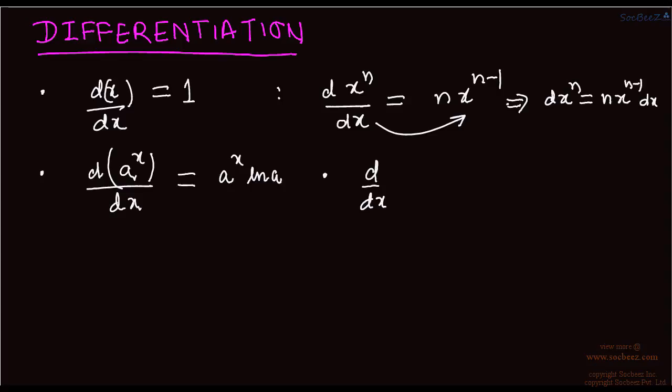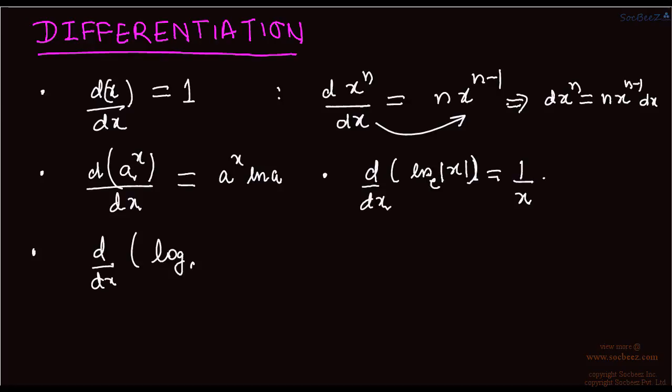Another one is ln x, of course ln mod x. d of ln x is 1 by x. And of course for ln of 2x, that will be 1 by 2x. As like that, you have d by dx of this. This was ln, so the base was exponential. In this case, you have log a base a of x. That will be 1 by x ln a. Okay, the differentiation of this variable.